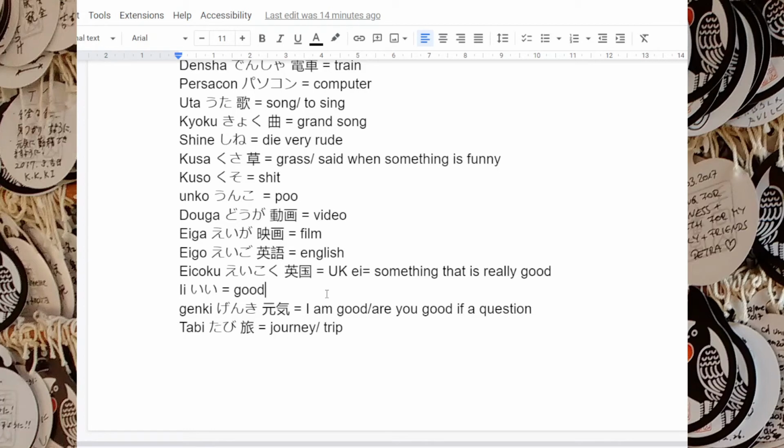Yeah, so we got to the next one, which is good. So if something is good, say you watched a good film, it would be eiga desu. There you go. Then there is genki, which is I am good, I'm well, I'm fine. You can also use it as a question. So instead of just saying genki, you say genki ka, which literally means how are you? And I love it when languages do that. Just make it nice and simple. Genki ka, genki. Yeah, good.